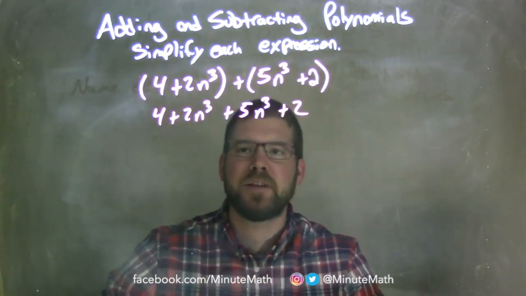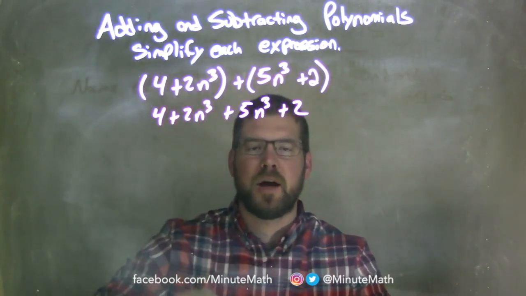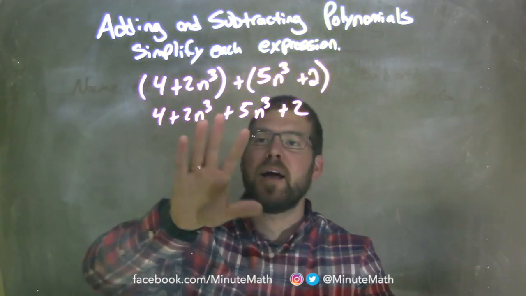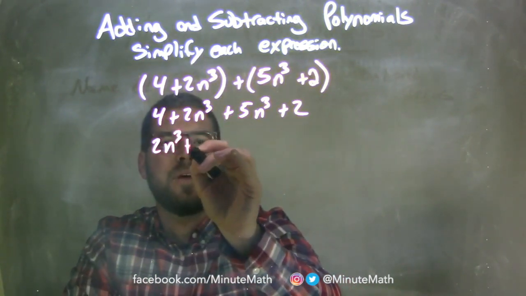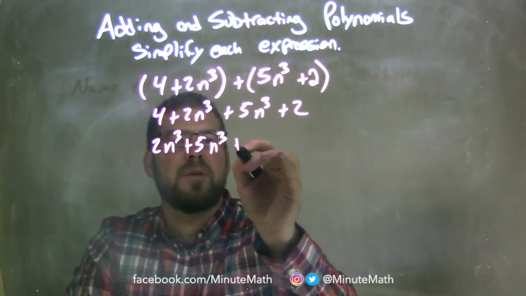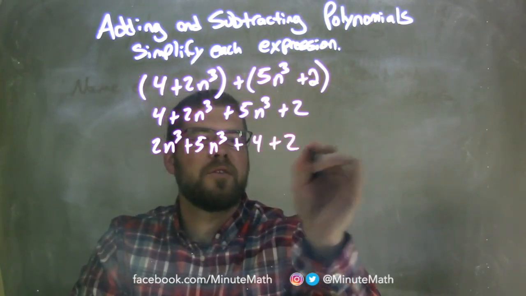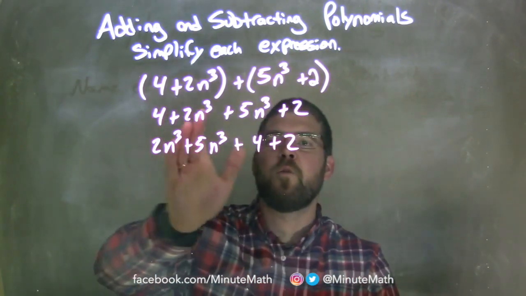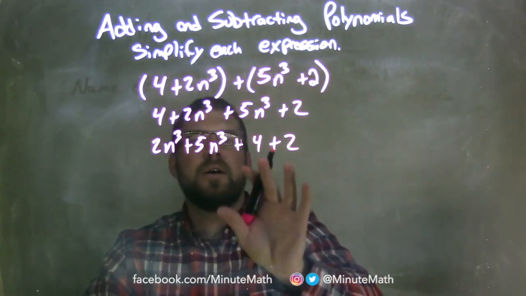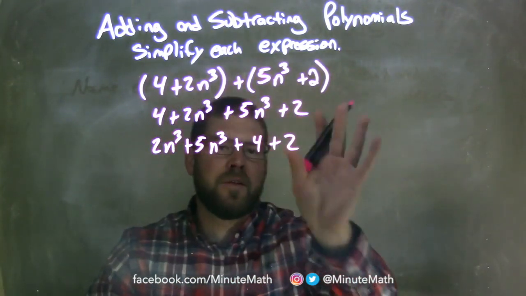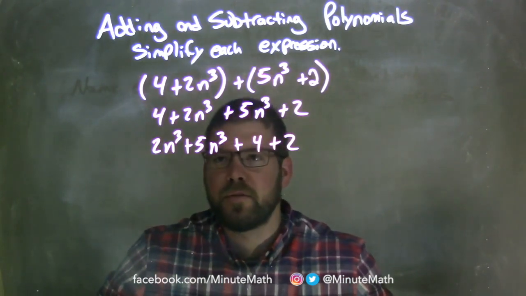Now I'm going to rearrange and put in my like terms first. Okay? Our like terms together and my highest degree terms first. So we have the 2n to the third plus 5n to the third plus then 4 plus 2. Okay? I have all 4 terms together. I just rearranged using the commutative property and brought all my n to the thirds to the left and on the right-hand side of my numbers, my constants.